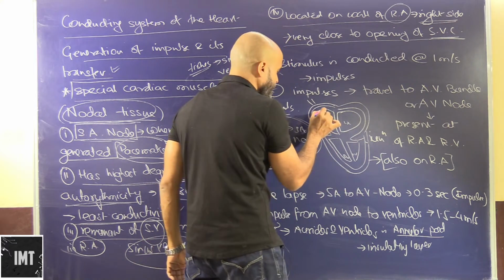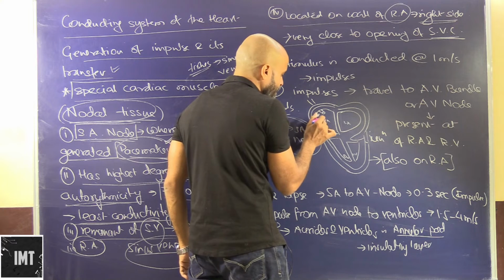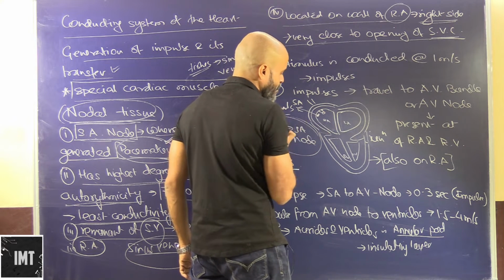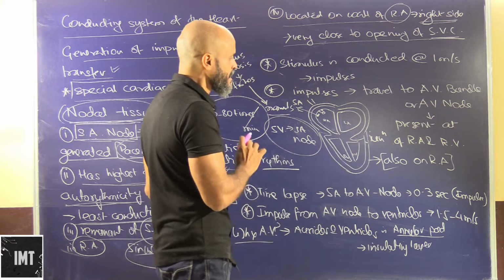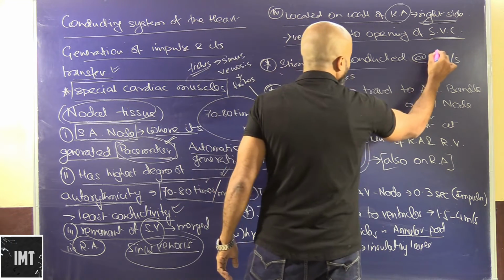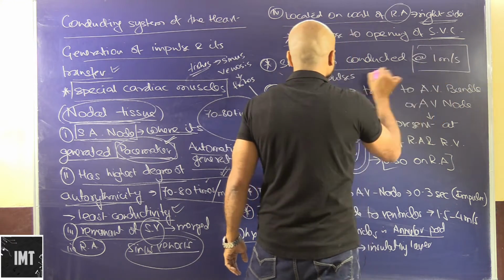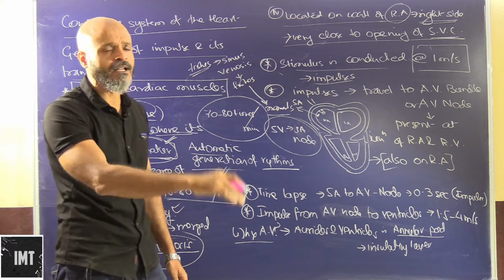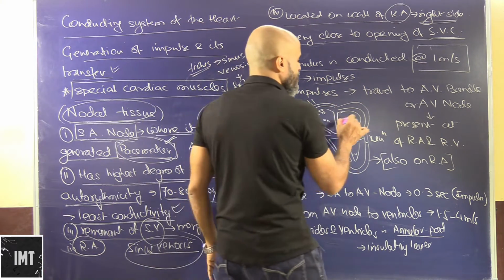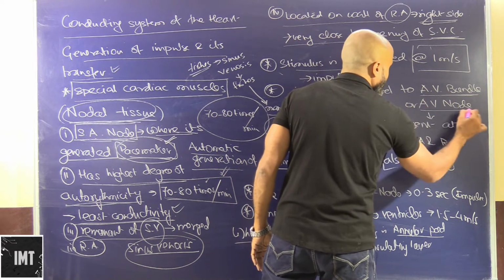Now what is happening here is this sinoatrial node is located here, very near to the superior vena cava. It generates impulses. These impulses, basically the stimulus, are conducted at the rate of 1 meter per second. So these impulses travel on to the AV bundle or AV node.